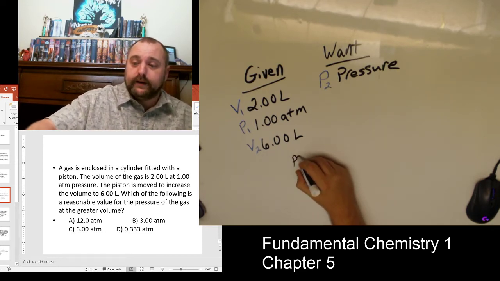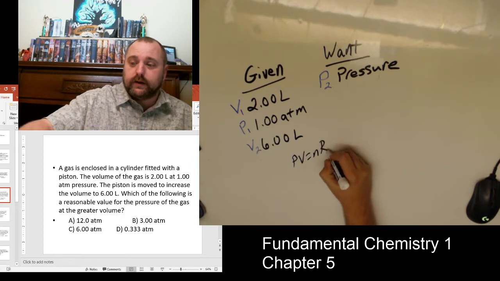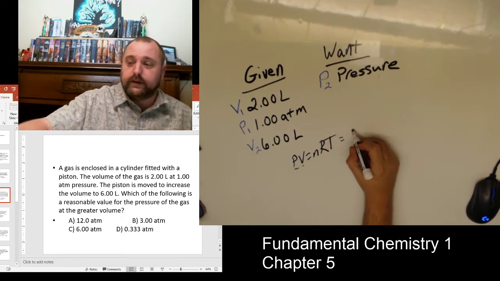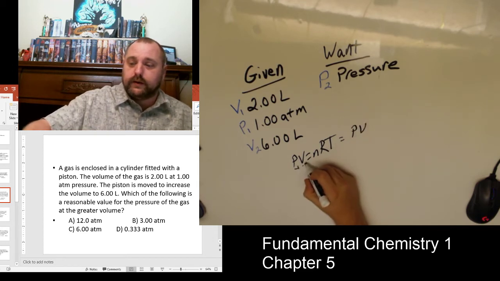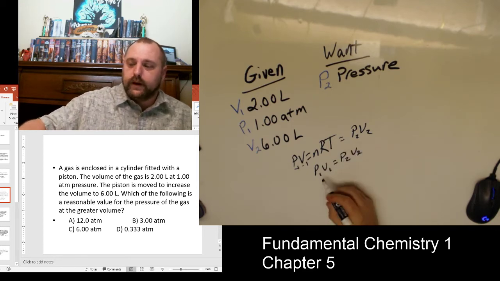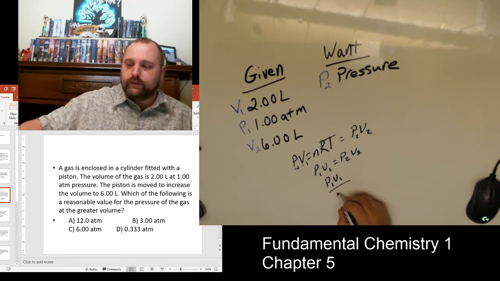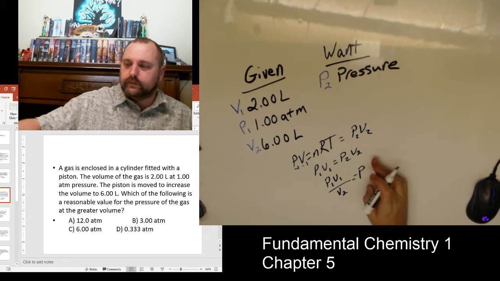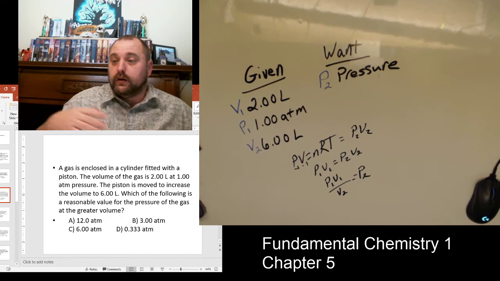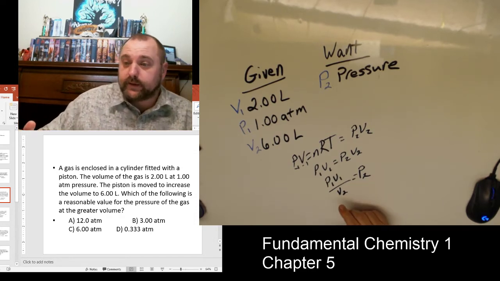Or I could start with my ideal gas law, PV equals nRT, and then pressure and volume, and so I can just derive it from these. So 1s and 2s, P1 V1 equals P2 V2, and we want pressure 2, P1 V1 over V2 equals P2. All right. Now, we want to make sure everything's in the right units to cancel out.